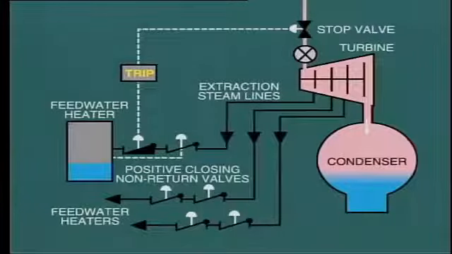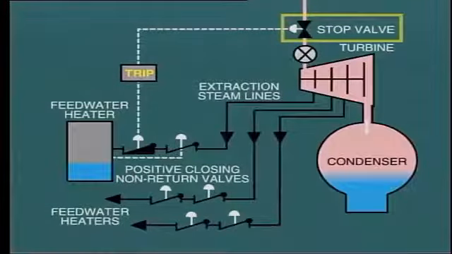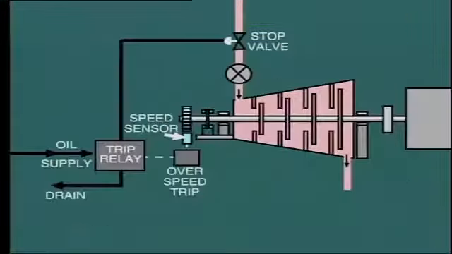You will remember that tripping the stop valve also actuates the positive closure of non-return valves on the extraction lines. This is necessary to prevent entrained steam being drawn back into the turbine and aggravating the overspeed condition. Another common type of overspeed relay uses electrical measurement of speed and an electrical circuit to initiate operation of the trip relay through a solenoid.